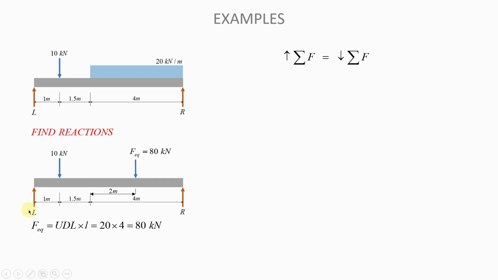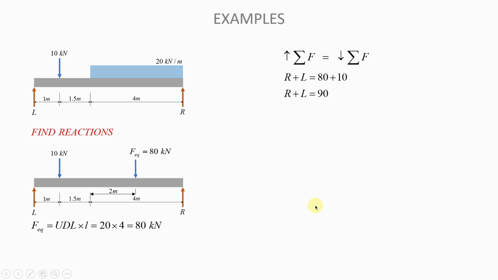Again, looking at this carefully, you have two forces pointing up, R and L. And then you have two forces pointing down, 80 and 10. So the sum of the forces pointing up must be equal to the sum of the forces pointing down. And this goes to say that R plus L must therefore equal 90. Okay, R plus L must be equal to 90.